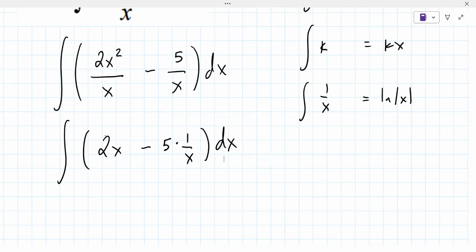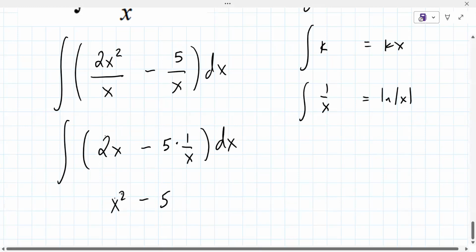Let me know if you've got a final answer. I think it's x squared minus 5 ln absolute value of x plus c. You got it. Good. Awesome.